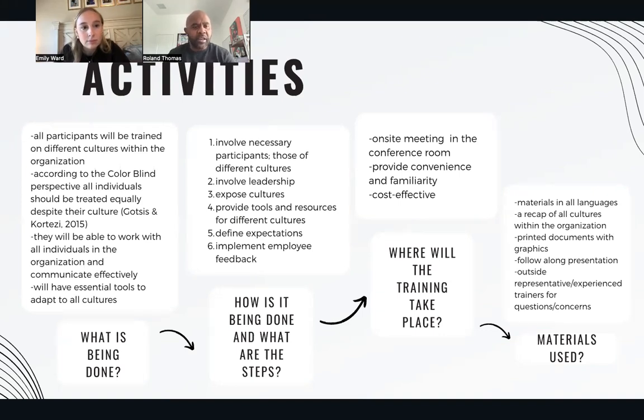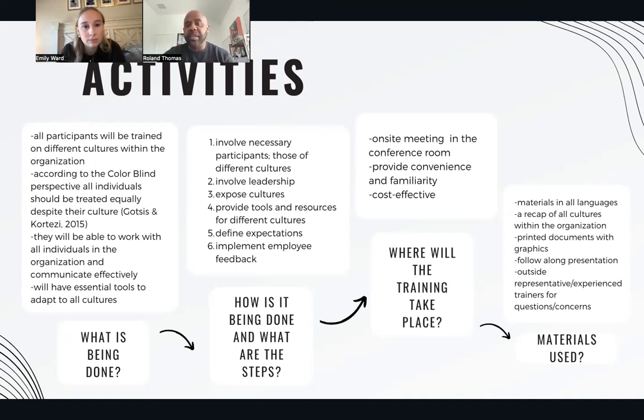According to the colorblind perspective, all individuals should be treated equally despite their cultures. We'll all have cultural differences, and we won't agree on certain things, whether it be professionally, politically, anything. But the key is to still work together. They will be able to work with all individuals in an organization and communicate effectively. We'll have essential tools to adapt to all cultures.